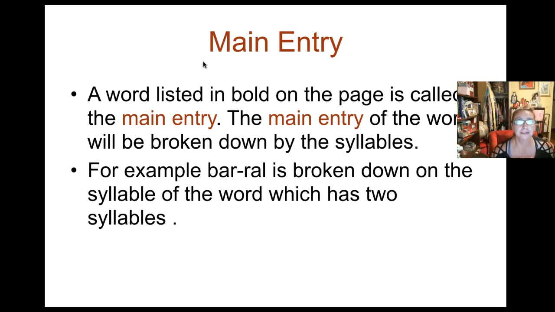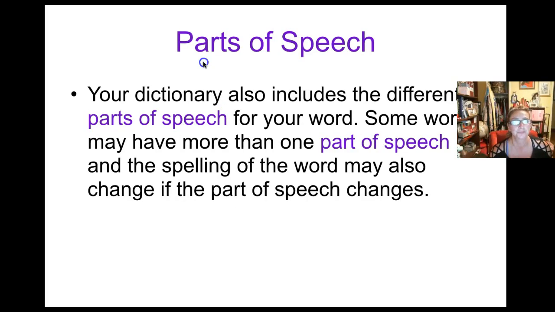Main entry. A word that is listed in bold on the page is called the main entry. The main entry of the word will be broken down by syllables. For example, barrel is broken down by the syllables of the word, which has 2 syllables. If you look at astronaut, the word is broken down into 3 syllables in the main entry. That also helps you with pronunciation, and it helps you with spelling as well.